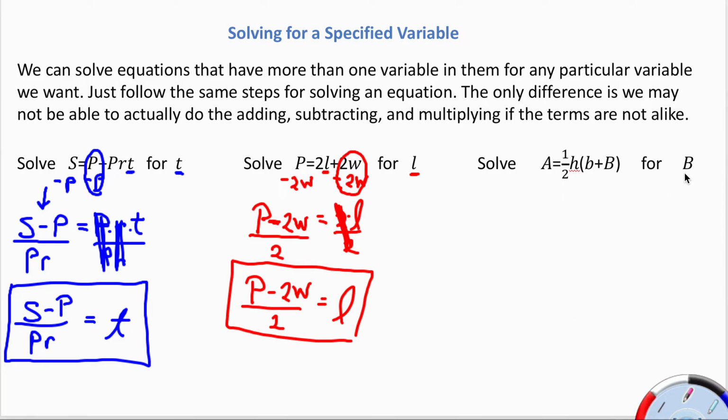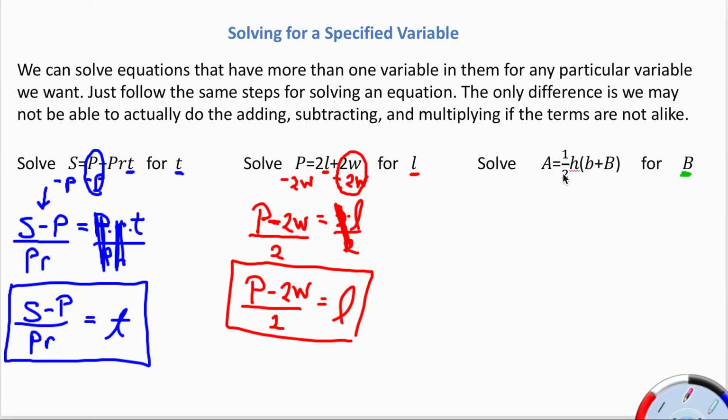Okay, here we're solving for capital B. Now, if this was another capital B, I could add them together and have 2 B's. But when we use a lowercase b and a capital B, they're different. It's just like having an X and a Y or a B and a C. They're different, right? So don't add those together.